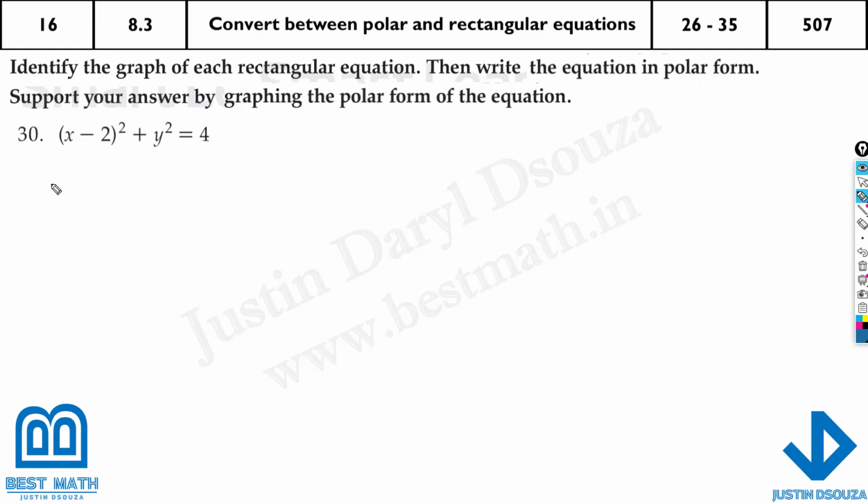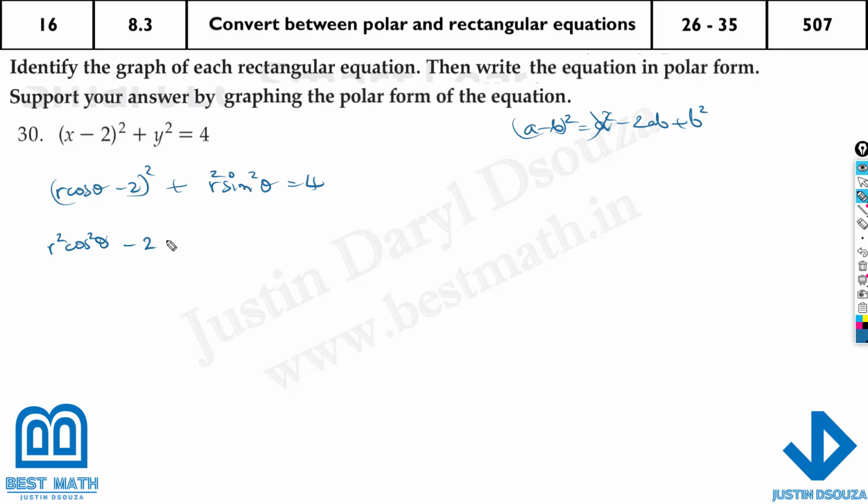Now, how do we solve this? Here, I'll directly start solving the problem. r cosine theta minus 2, the whole square, plus r square sine square theta equals 4. Now, I'm using the identity a minus b the whole square, which is a squared minus 2ab plus b squared. And here we go, it'll be r squared cosine square theta. That's the first term squared. Minus 2 times, again, a is this one over here, r cosine theta, times 2, plus the last term squared, all done. Plus r square sine square theta equals 4.